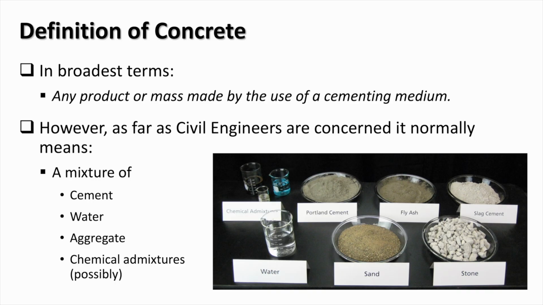Let's see what concrete is exactly. Basically, any material made using a cementing medium is called concrete. In civil engineering, concrete is a mixture of the following: cement, water, aggregate, and often chemical admixtures. After mixing, concrete has two distinct states, including the fresh concrete and the hardened concrete state. A chemical reaction, hydration, takes place in the freshly mixed concrete and changes the percentile amounts of the concrete components.